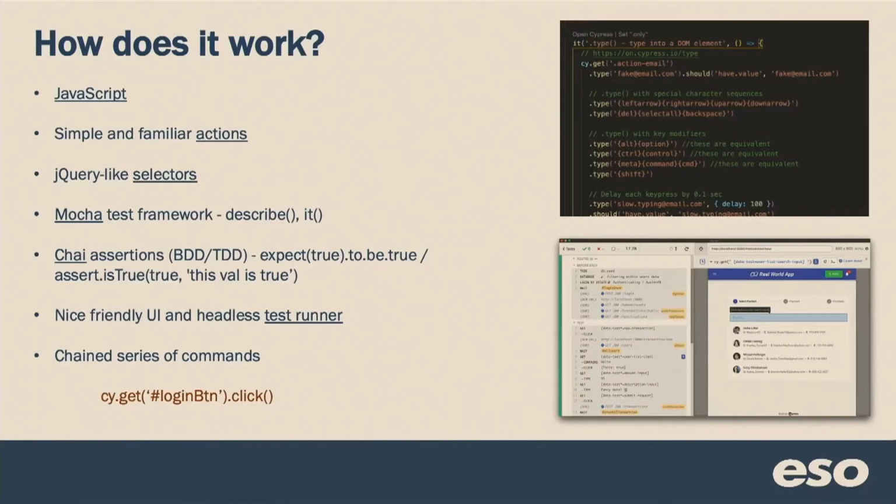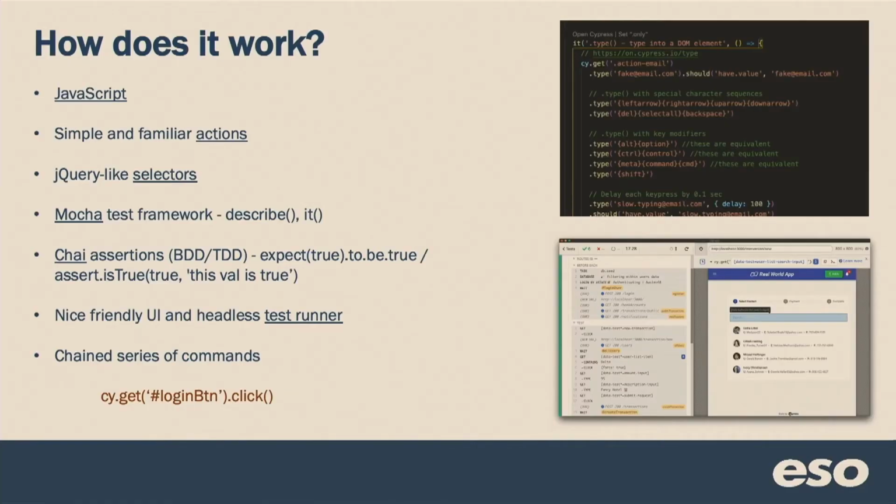It uses Mocha as the framework for the test execution, so your describe and your it blocks, and then it uses Chai for assertions, so checking things are visible, checking it has a certain value, it's enabled, disabled, etc. Which you can see there, it can be used in BDD or TDD type syntax. There's a friendly UI for test execution, whereby you can actually see the test running in the browser as well as the steps as they execute, whether they pass and fail in real time. You can also run it in a headless mode, which is useful for your CI builds.